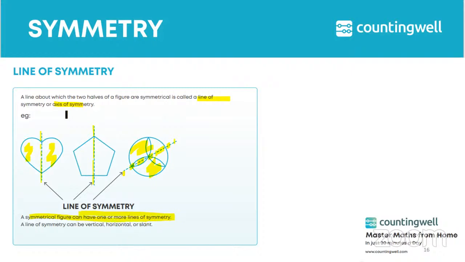There can be more lines along which if we fold the figure, we will get two halves of the figure exactly equal in shape and size, or two halves exactly overlapping each other. Note that a line of symmetry can be vertical, horizontal, or slant. In this case, you can see it is vertical. In this case, you can see it is vertical. In this case, it is slant. You can also have a horizontal line of symmetry.